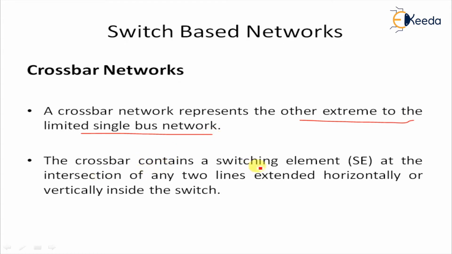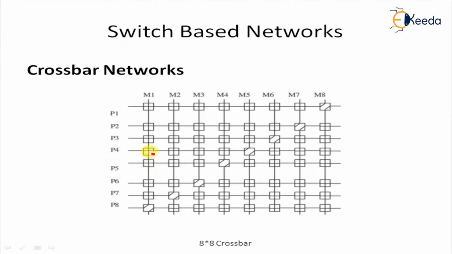The crossbar contains a switching element at the intersection of any two lines extended horizontally or vertically inside the switch. Here in this diagram, an 8x8 crossbar network is shown. There are two kinds of structure here. The square block-like switch is known as a straight switching setting. So this is a straight switch, and these are the diagonal ones.